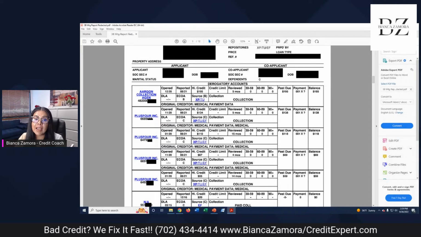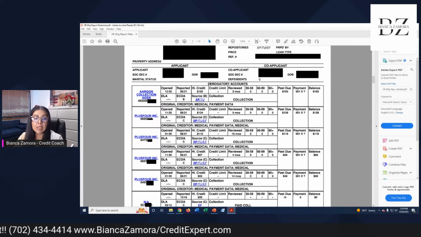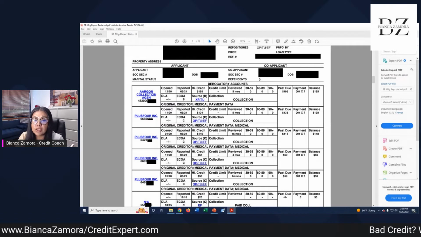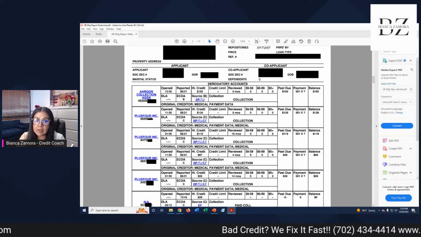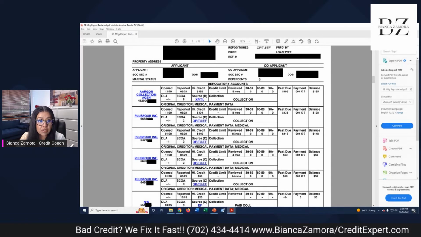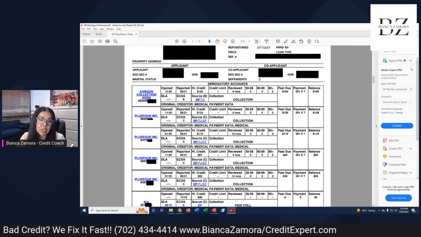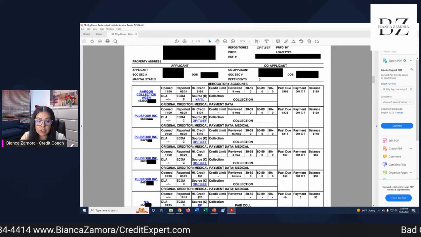Date of last activity. All right, so that is interesting because it's completely blank. Date of last activity should be the last date that a payment was made on that account. Now, this one is blank. So, to me, that means that they maybe don't know or don't have the accurate information, or it's not being reported. So, that's something that can be questioned.